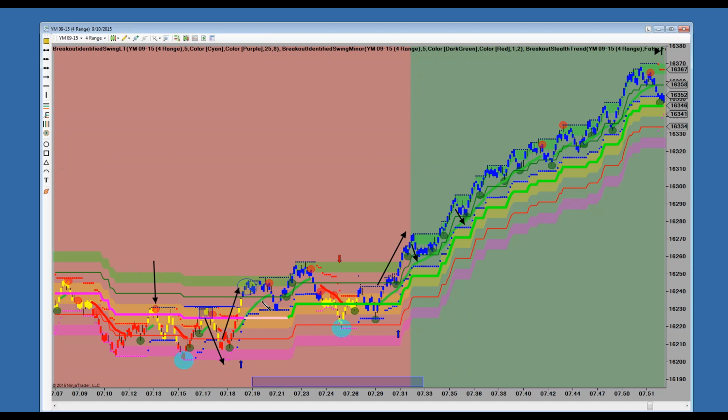So right here we pull back. This former area of resistance is now becoming support, more or less in here, right? And then we take out that area right there with this swing. So here we have 1, 2, 3, right? Bars are now turning blue, and we're above the midband.